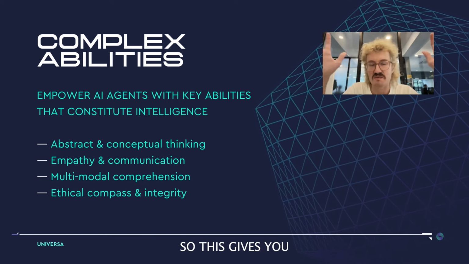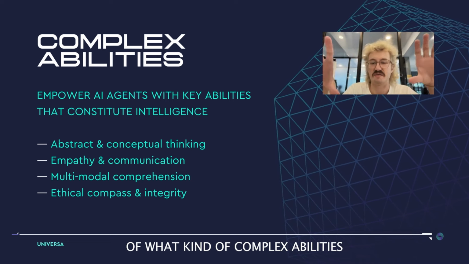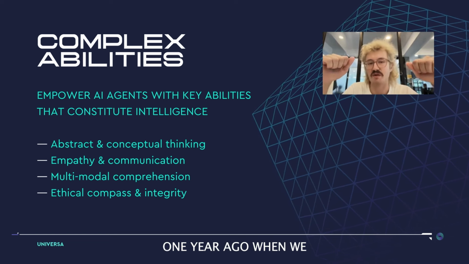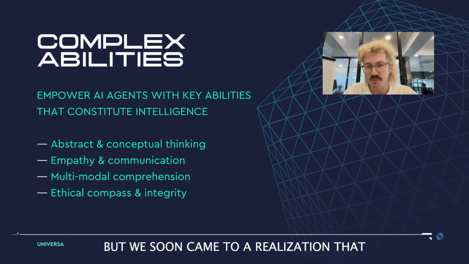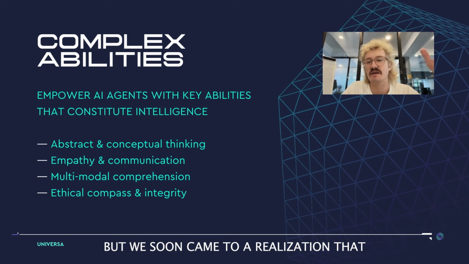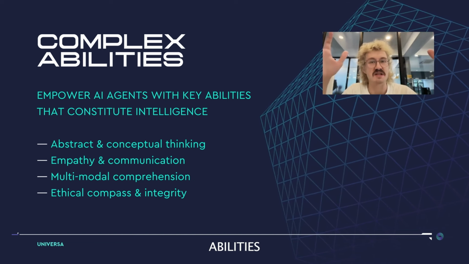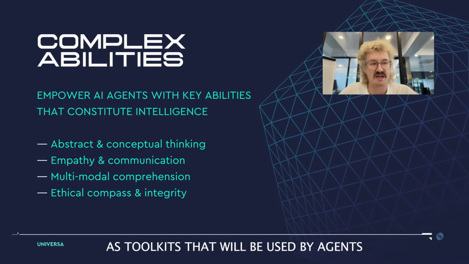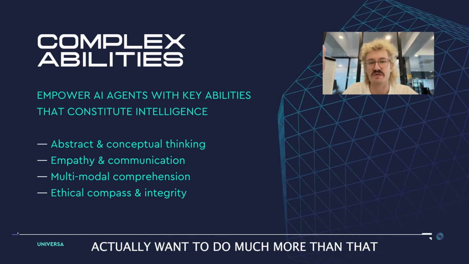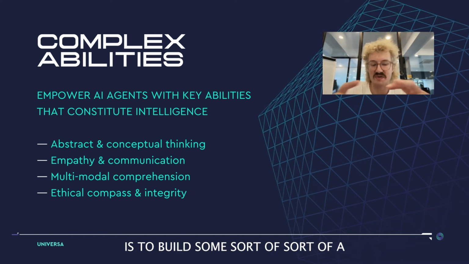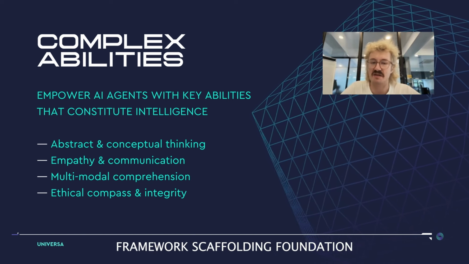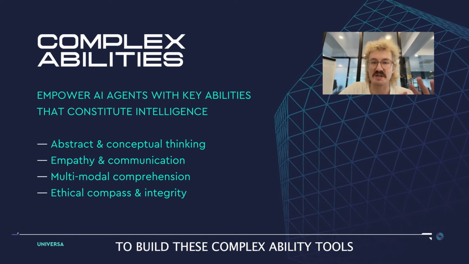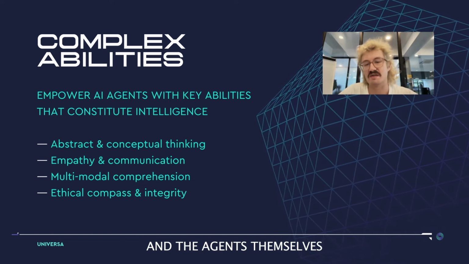So I hope this gives you a good example of what kind of complex abilities we were trying to tackle 1 year ago when we started the project. But we soon came to a realization that we can build complex abilities as toolkits that will be used by agents, but what we actually want to do, much more than that, is to build some sort of a framework, a scaffolding, a foundation for people to be able to build these complex ability tools and agents themselves.